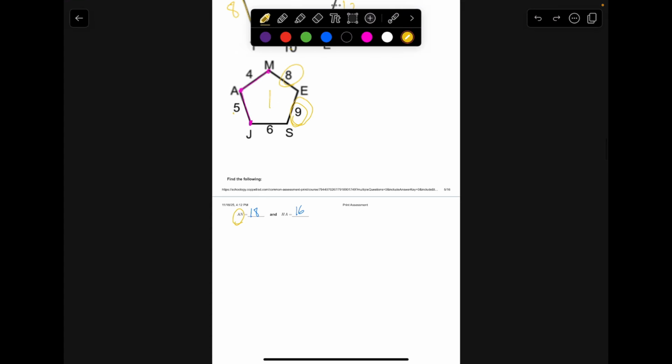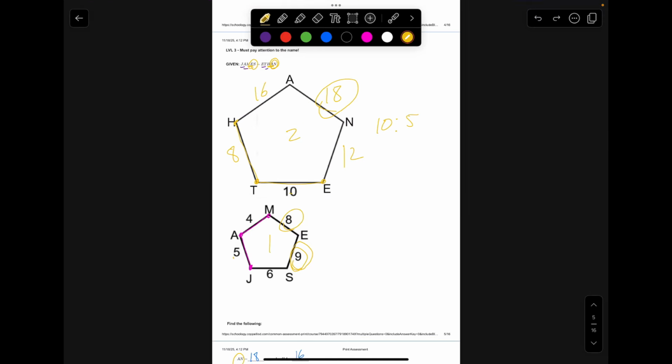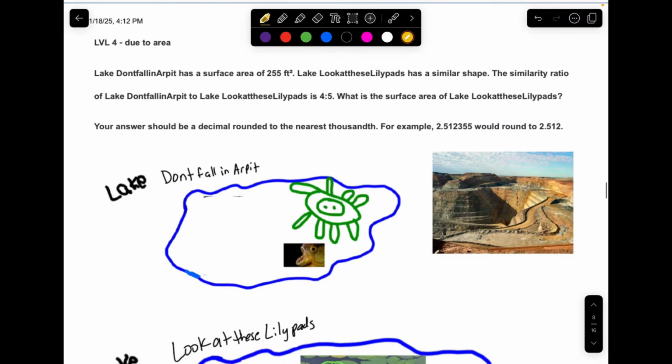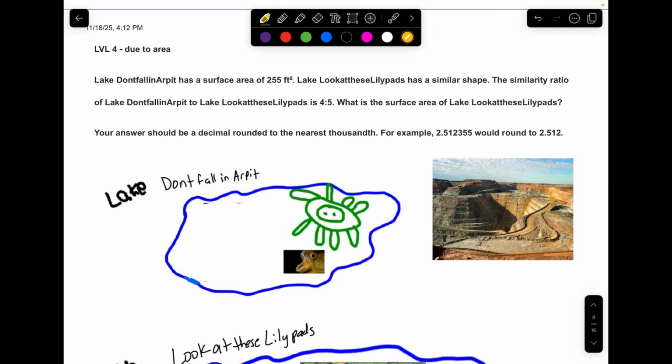So however you want to think about it, we know the ratio is 2 to 1. You have to make sure that you understand 5 goes with 10. If you don't understand 5 goes with 10, you're in big trouble. All right. Then we have some area questions, some perimeters, some stuff going on here.